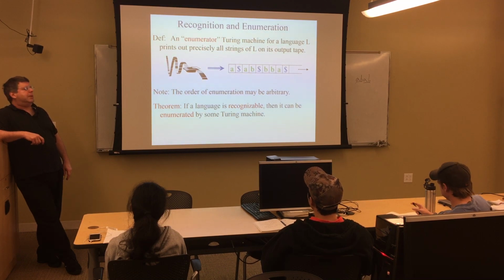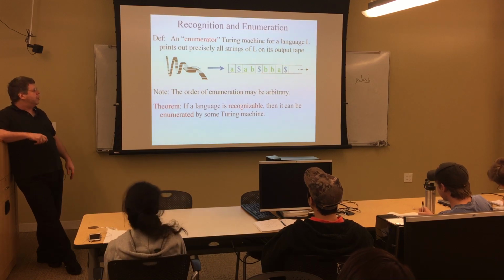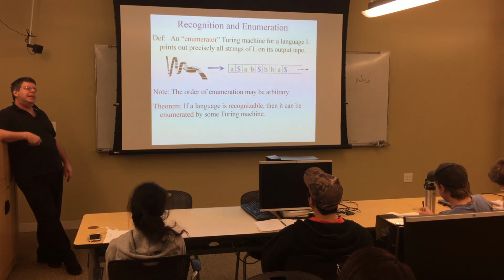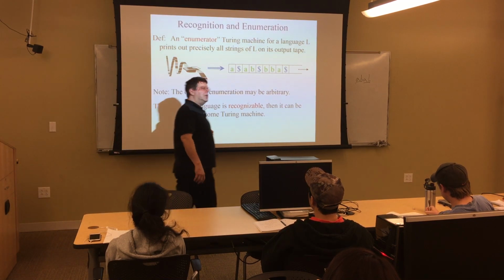If a language is recognizable, it could be enumerated by a Turing machine, not necessarily in lexicographic order. Now we lift the restriction of lexicographic order, and we end up with recognizability as the characterization of that. So why is it, if it's recognizable, it could be enumerated by a Turing machine in some order, not necessarily lexicographic?